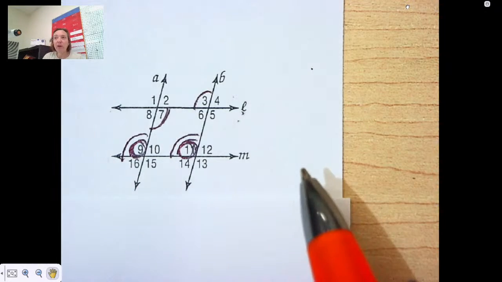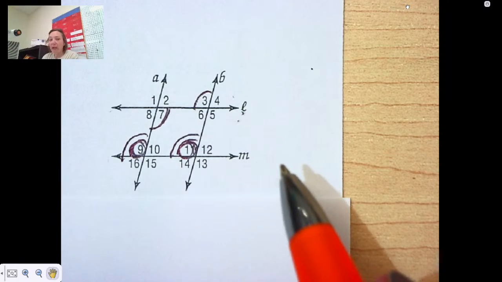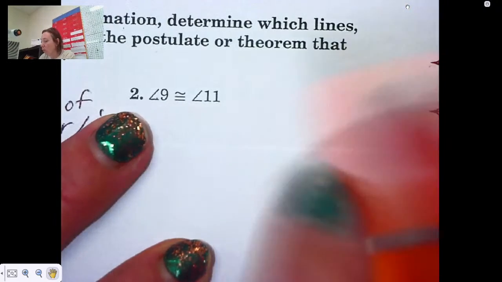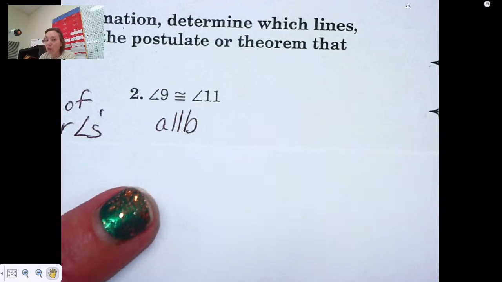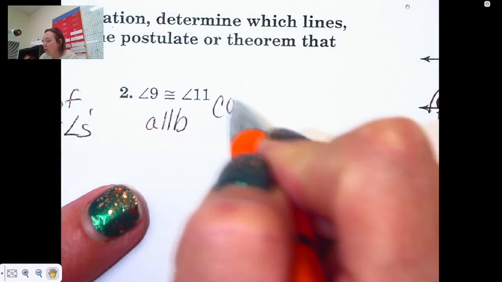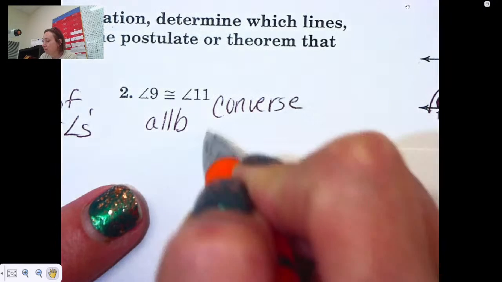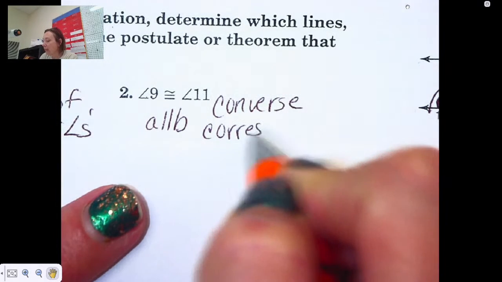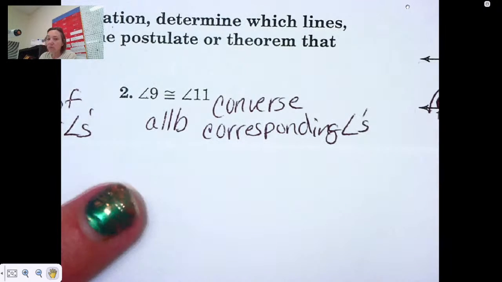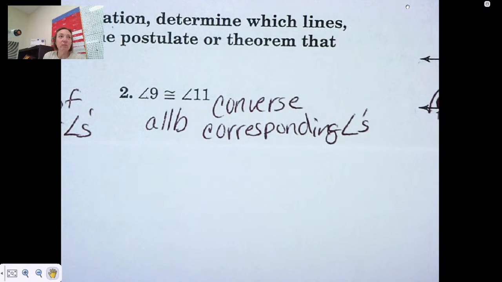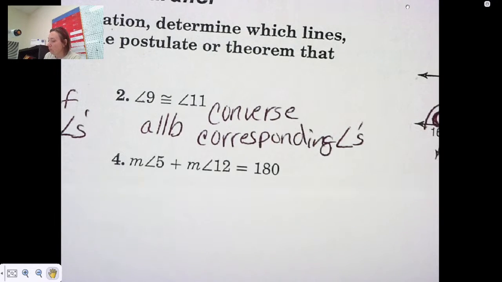They are corresponding. So if we go to number 2, same answer. A is parallel to B again, but our reason is different. This time it would be converse of corresponding angles. Converse of corresponding angles. Does it make sense? Okay, so then what's number 3 asking about?